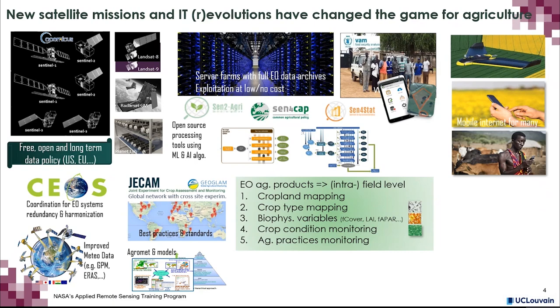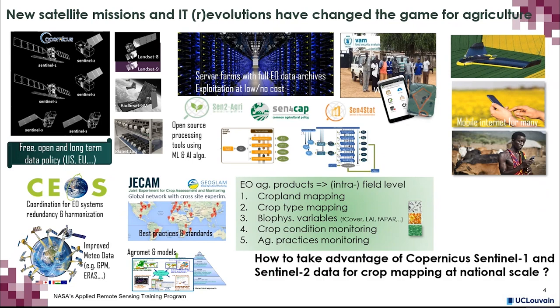All together, these reasons make us able to say that it is operational to derive a set of agriculture products from Earth observation, like crop mapping, crop type mapping, biophysical variables estimation, crop condition monitoring, or even agricultural practice monitoring. This, unlike previously, can be done not only at landscape level, but at field level, and even sometimes at intra-field level. Therefore, the question today is as follows. How can we take advantage of the Copernicus Sentinel-1 and Sentinel-2 data for crop mapping in an operational manner at national scale?